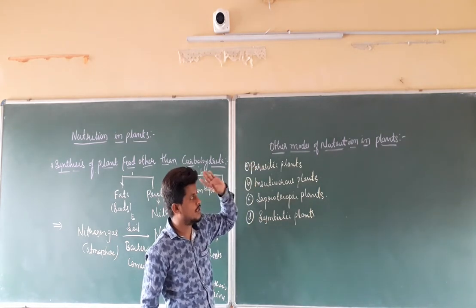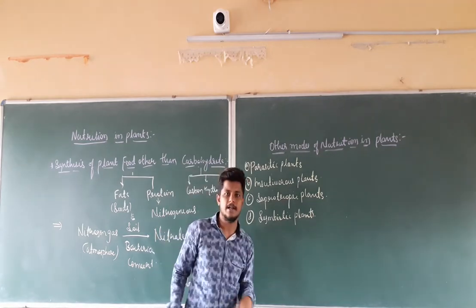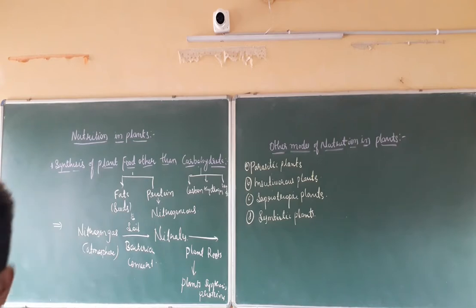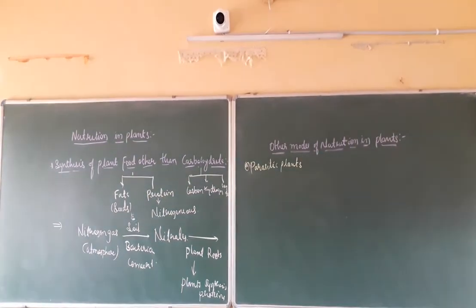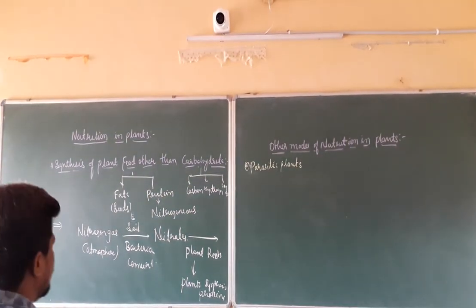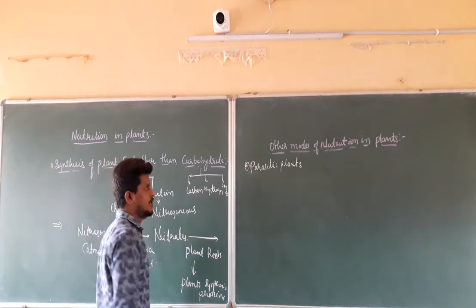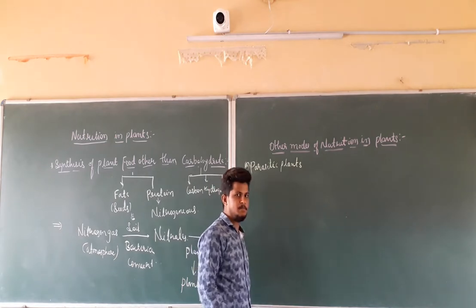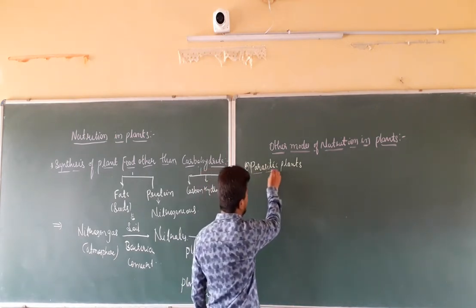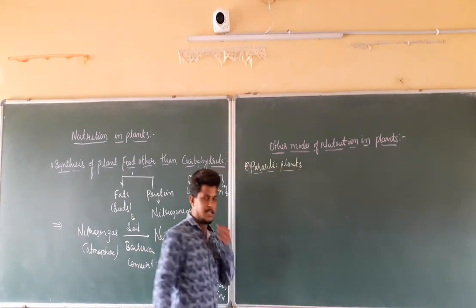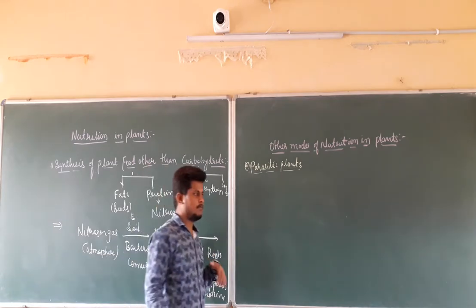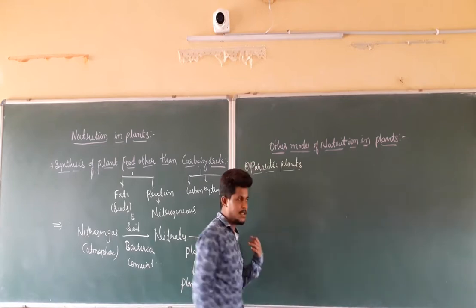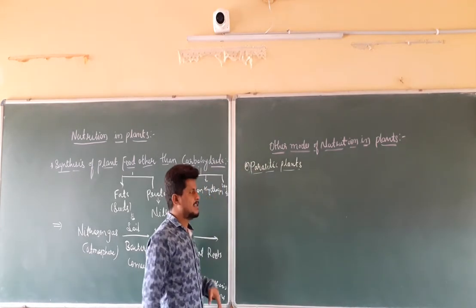These are the other modes of nutrition in plants. So one by one we are going to discuss the different modes of nutrition in plants. First thing is parasitic plants. In Kannada, parasitic is paravalambi, that is nothing but those which are dependent on other plant beings. So that is the parasitic plants.